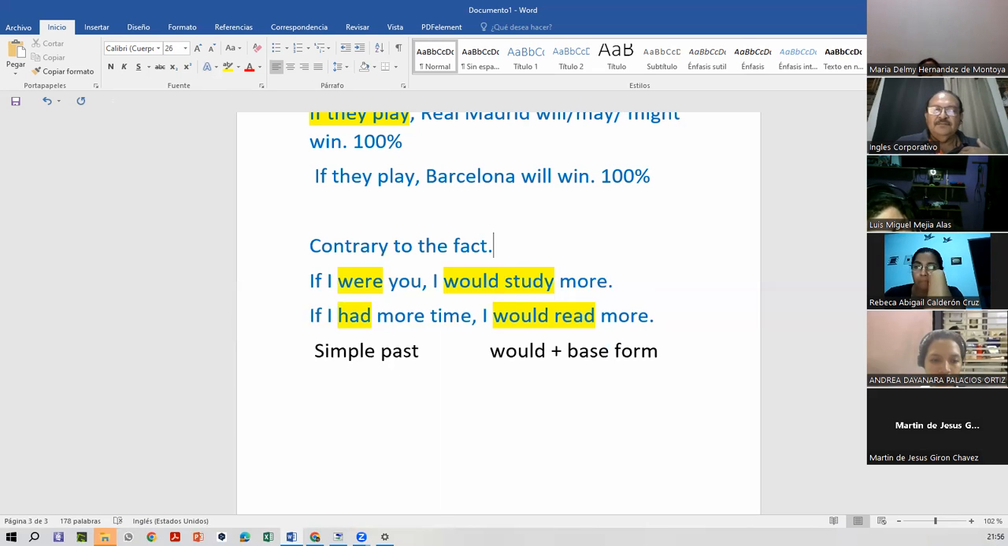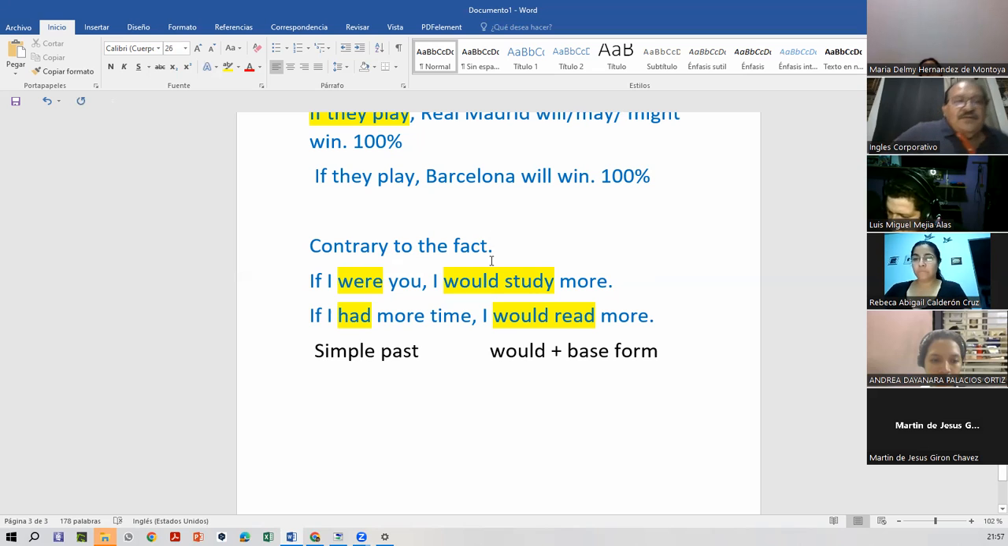If I were you, I am not you. Okay, I would study more if I were you, but this decision is yours. If I had more time, I don't have time. If I had more time, I would read more. So I don't read more. Suppose I read, let's say, one book a month because I don't have time. If I had more time, I would read 2 or 3 books a month. So then this is contrary to the reality.